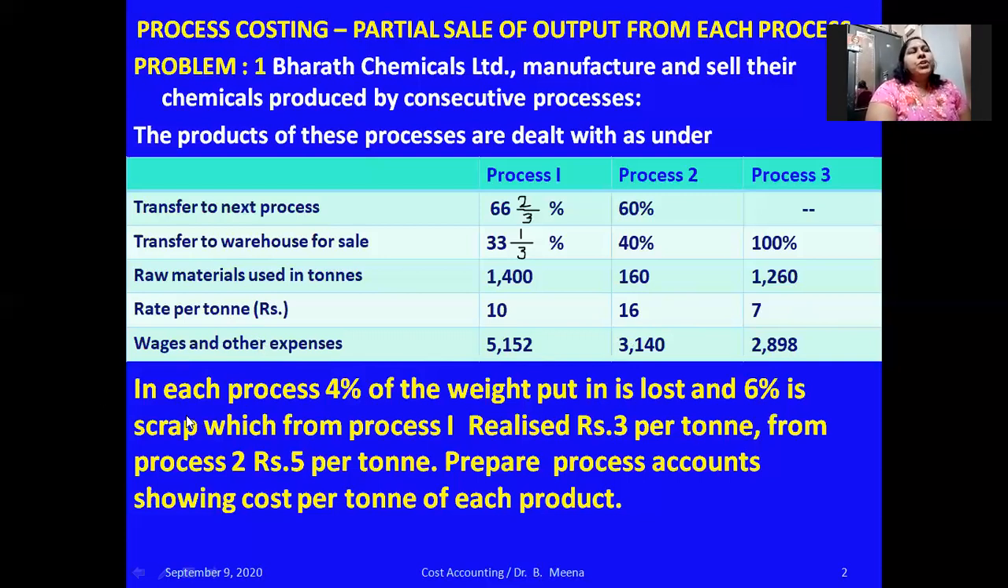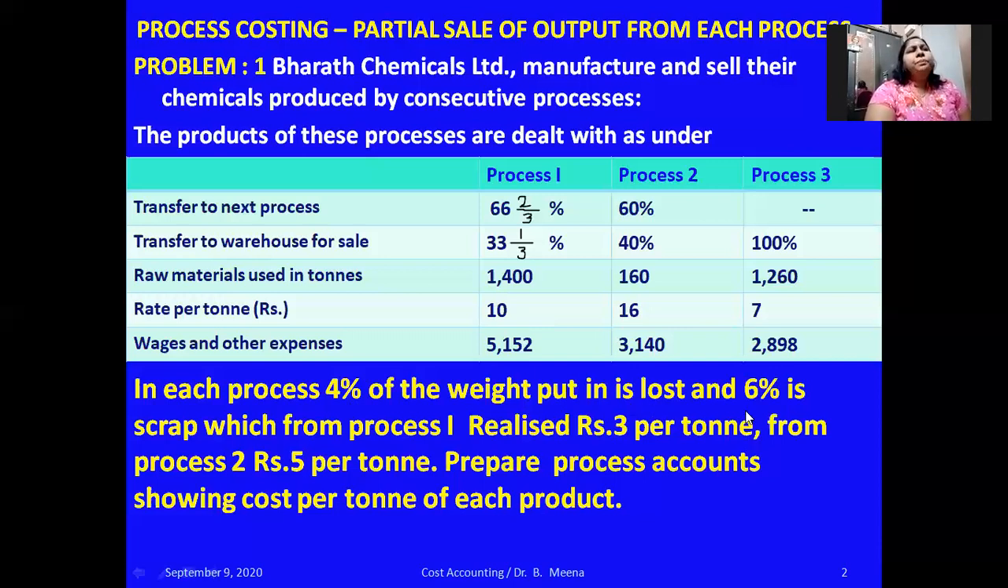And look at the additional information. In each process, 4% of the weight put in is lost. Whatever input we give as per this problem, 4% of that input is lost. Say for example, what is the input for process 1? 1400. In this 1400, 4% is the weight loss. So out of the 1400 input, I calculate the loss in weight, that is 4%. Since no scrap value is given for this wastage, I will mention only the quantity, not the value.